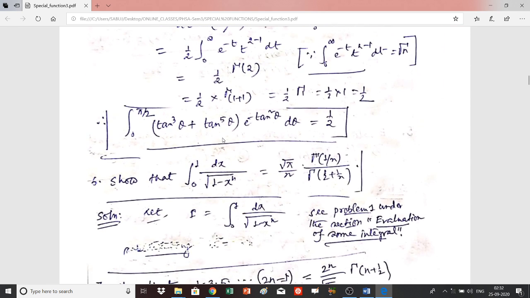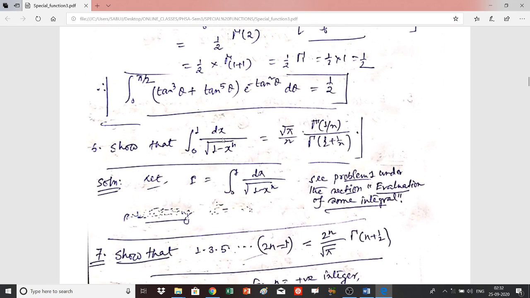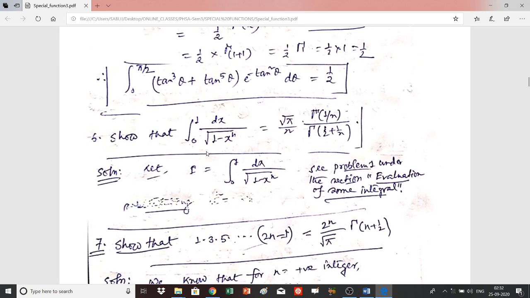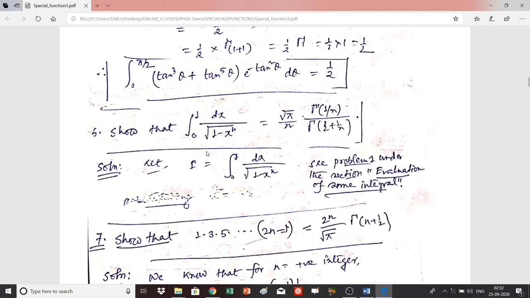Now come to another problem that is given here: integral 0 to 1 of dx by root over 1 minus x to the power n, that is equal to here. Remember, this integration has already been completed in our previous lecture, that is in lecture number 2 of the series. See problem 1 under the section evaluation of some integrals in lecture number 2. So I am not here to compute or prove this integral. Just skip this one and go to the next one.